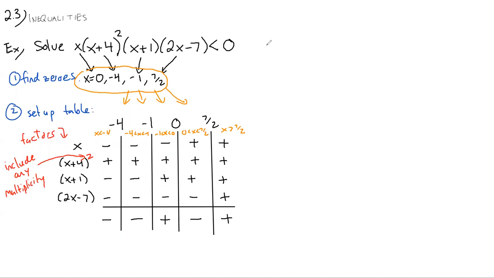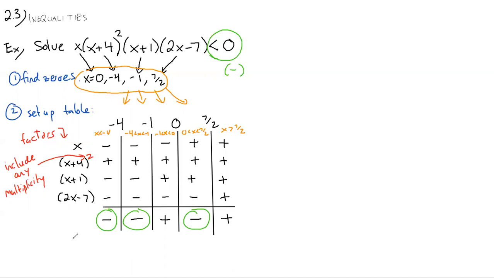And so finally, we can wrap this one up. To answer our question of less than 0, that means negative. So we're looking for just those negative regions. And we basically just need to describe them. Notice this one is strictly less than 0, so I don't want to actually include any of those endpoints.